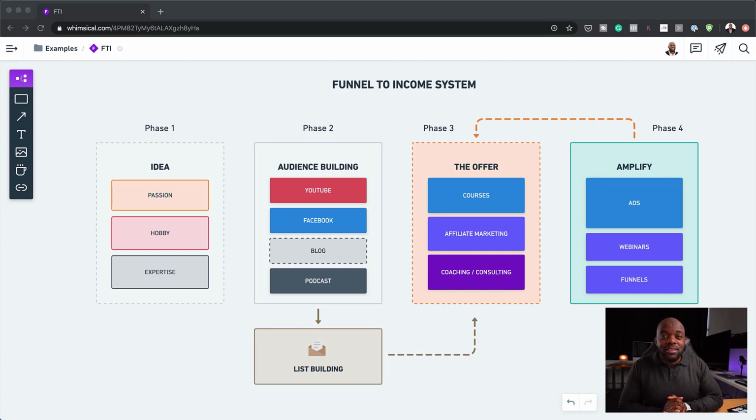Now, this is the system that I use to run my online business, and everything that I'm going to talk about here is in this actual system.